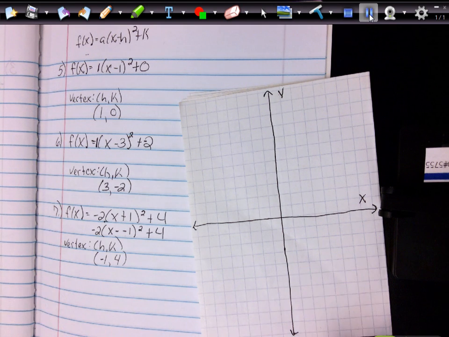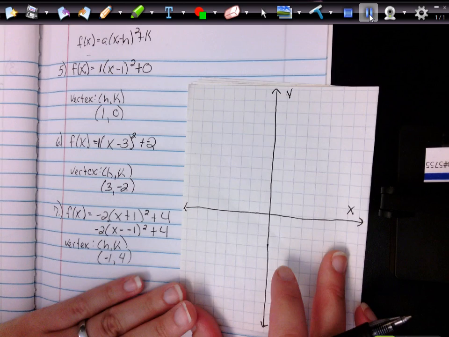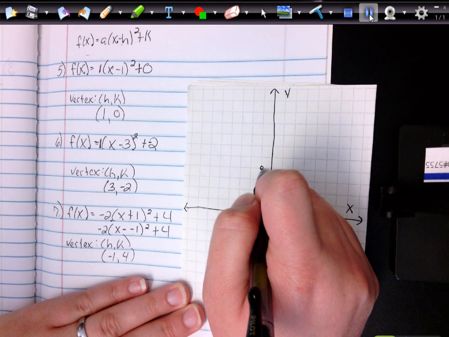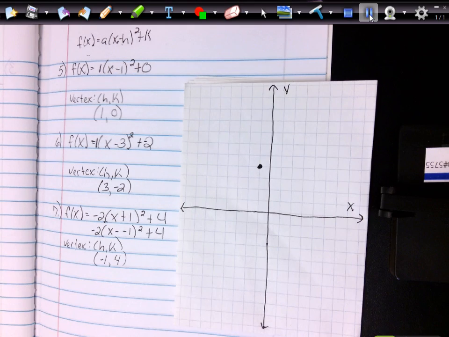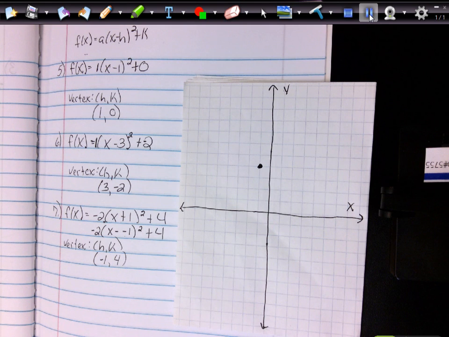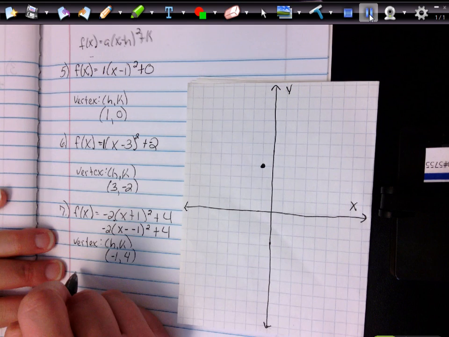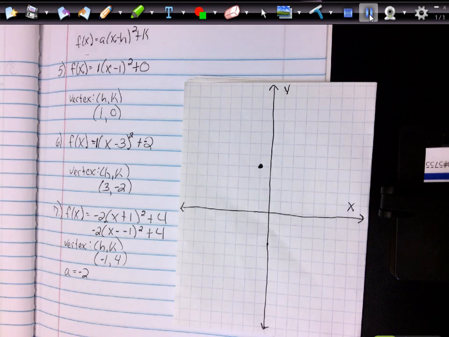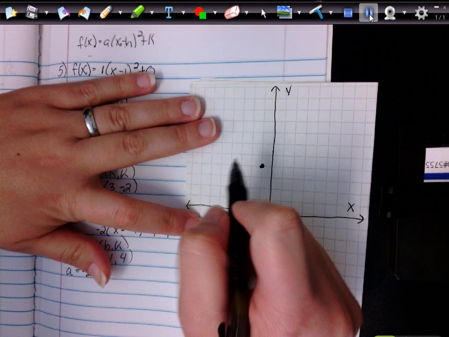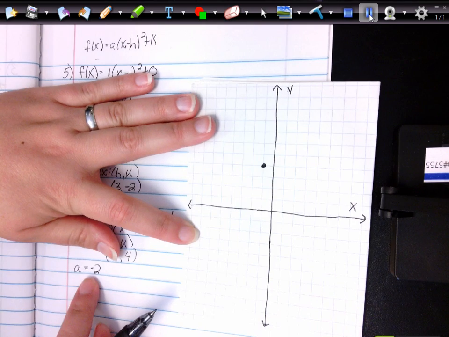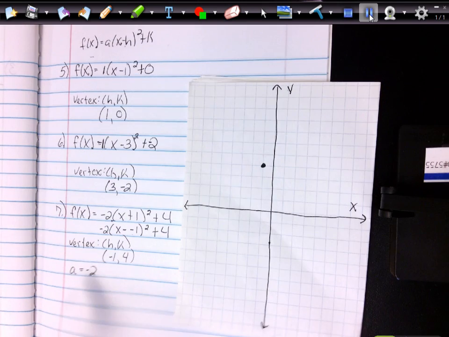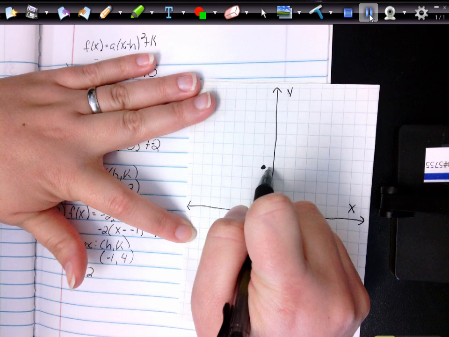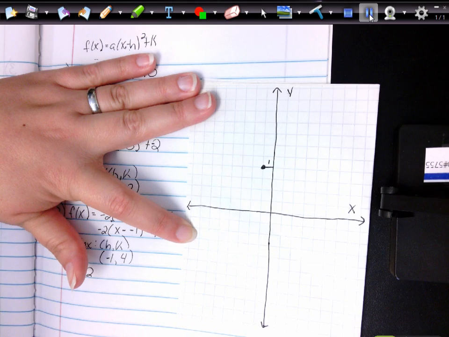So we're going to go over here to our graph and plot that vertex of -1, 4. That means go to the left 1 and up 4: 1, 2, 3, 4. Now we've got to look at that stretch, and this time it's not a 1. Our a is actually a -2. So we have a stretch of -2. That -2 tells me that my U shape should be going down instead of going up. So I'm going to go from the vertex one space to the right.